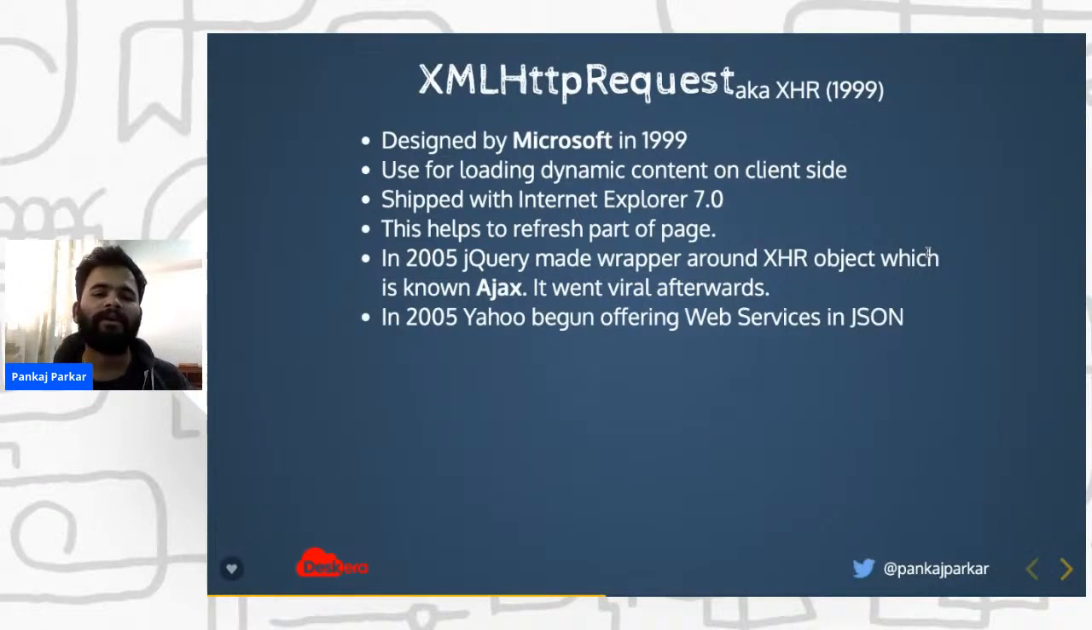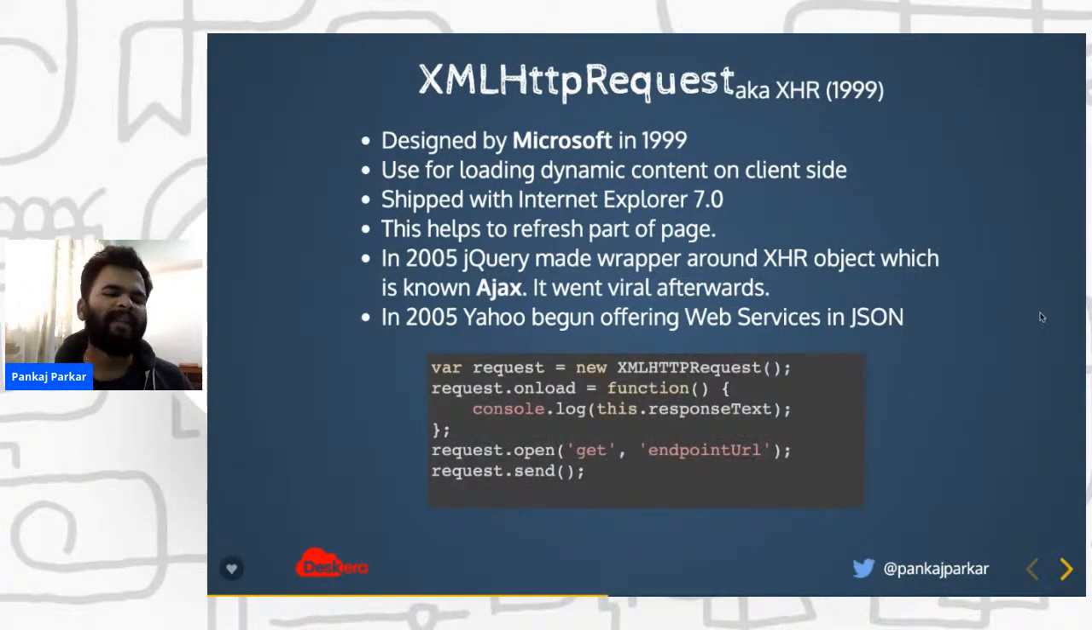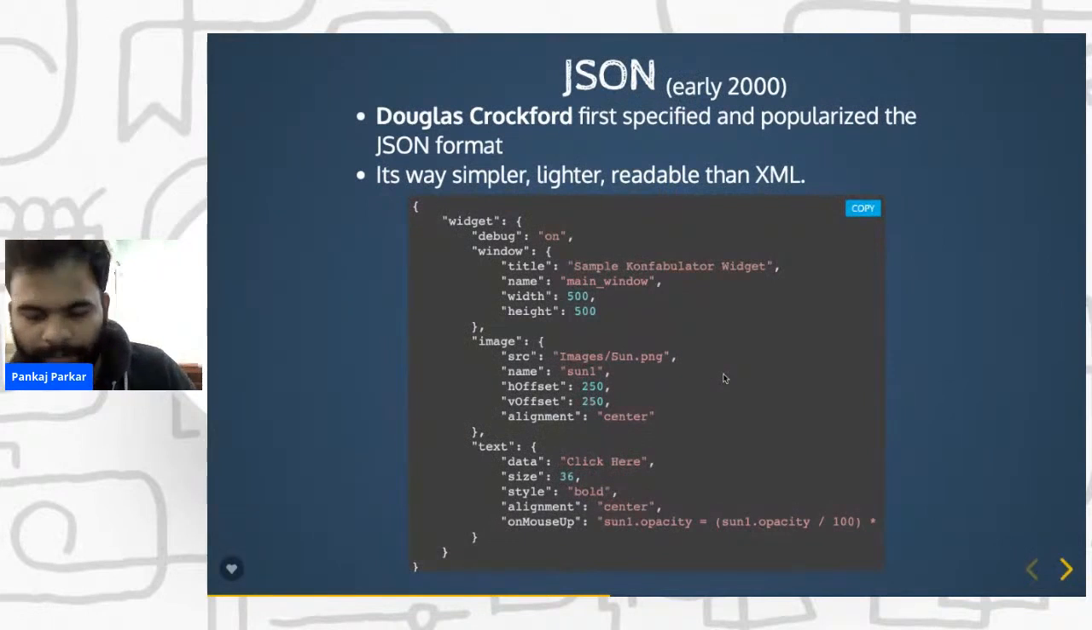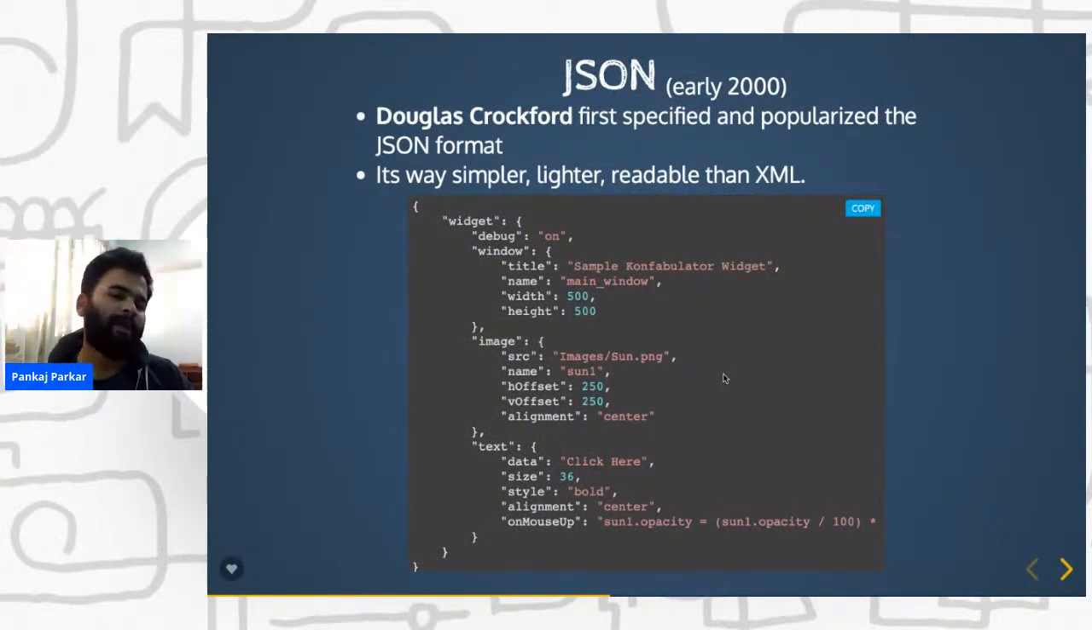Yahoo also, at the same time, offered the web-based service JSON API, and the XML HTTP request code looks something like this. This is very simple, but some people found it a little bit not good to use. So jQuery came into the picture, and they built the $.ajax wrapper around it so that the API looks nicer. That's where jQuery got a little bit famous, and it also did DOM manipulation in a simpler way.